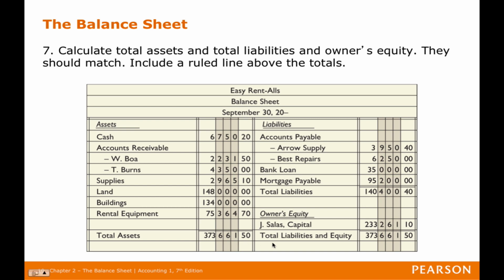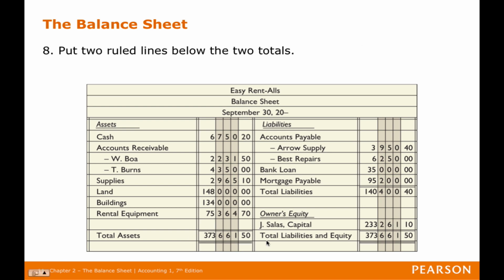These totals should be listed on the same line of the balance sheet, and just like the total liabilities, we need to include a ruled line above the totals. We also, for the column totals, need to put 2 ruled lines below each total, which signifies that it is the column total. After that, we just have one more step.